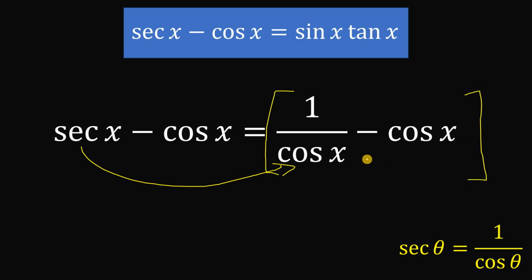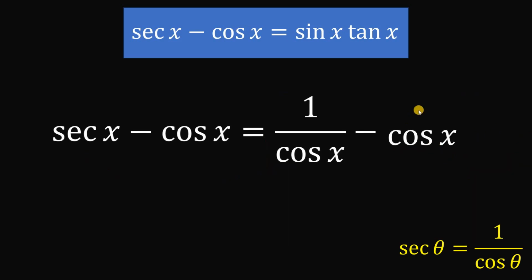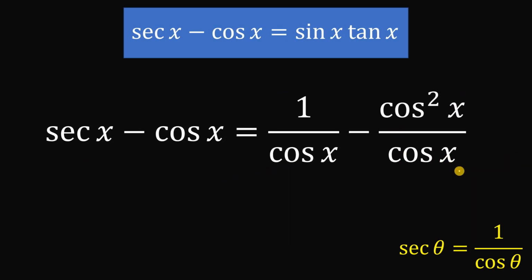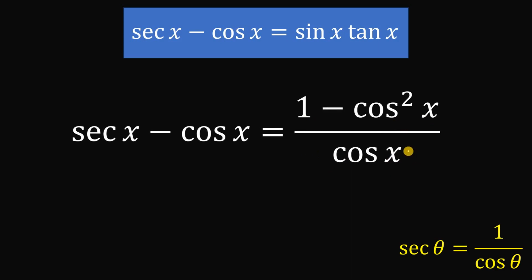We need to make the denominator the same. So what we're going to do is to multiply this cosine x over 1 by cosine x over cosine x. And if we do that, we get cosine squared x over cosine x. Now, since we have the same denominator, we can now combine them. So if we do that, we get 1 minus cosine squared x over cosine x.